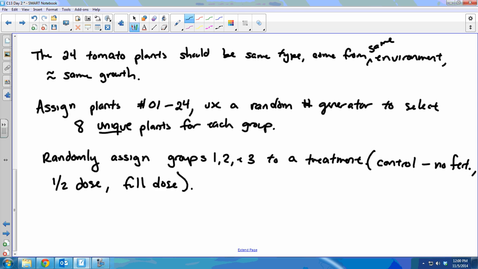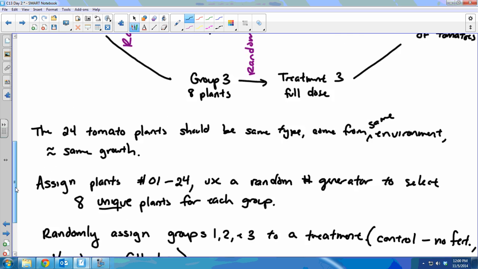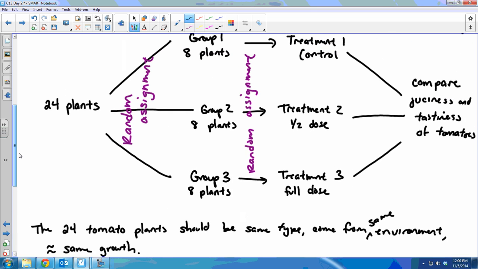So just for vocabulary purposes real fast, what is the factor in this experiment? We said this is a one-factor experiment, which it is. The factor is what you're changing in the experiment. So this is the amount of fertilizer. And so how many levels do you have? Okay. Again, that was just for sake of vocabulary. Okay. So going back to my diagram, I have them in 3 treatments.